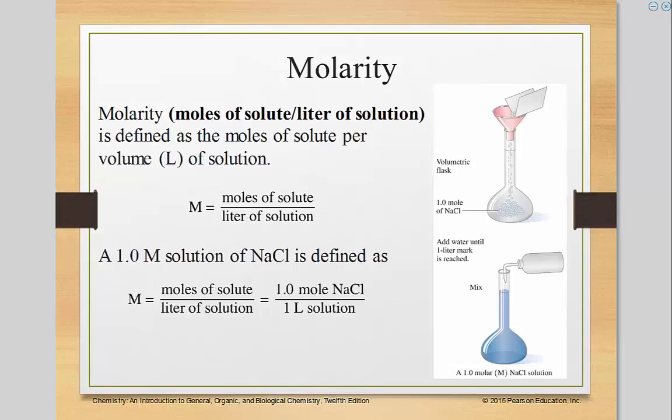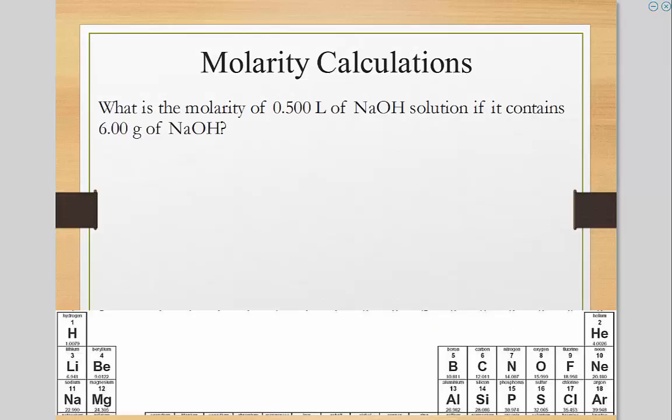Let's take a look at molarity. You may remember molarity, or moles, from previous sections. Same concept, but now we're dividing it by 1 liter. It's always going to be per liter. So if you're given the grams, we have to figure out what the molar mass is in order to use it. So here we have: what is the molarity of 0.5 liters of NaOH solution that contains 6 grams of NaOH?